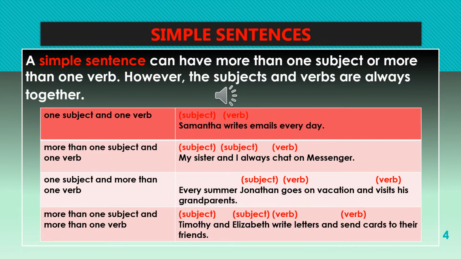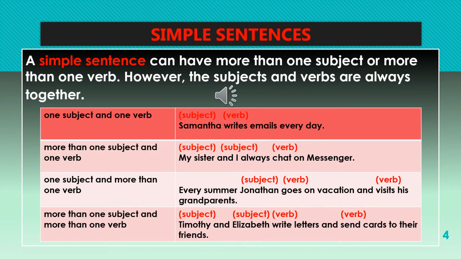Let's read it one more time. A simple sentence can have more than one subject or more than one verb. However, the subjects and verbs are always together. Here I have some examples for you. Now, the first one that we have is one subject and one verb.